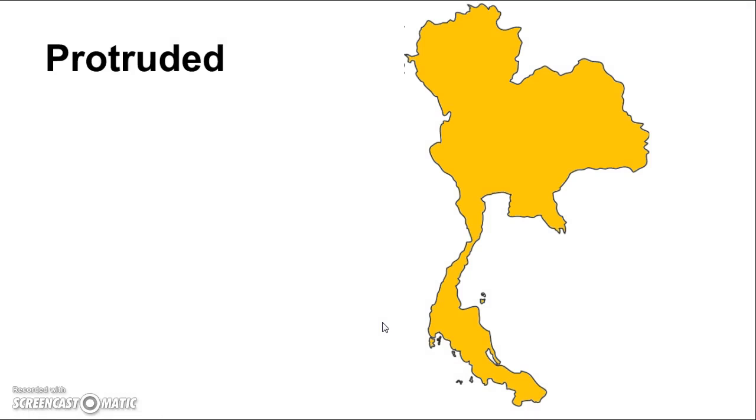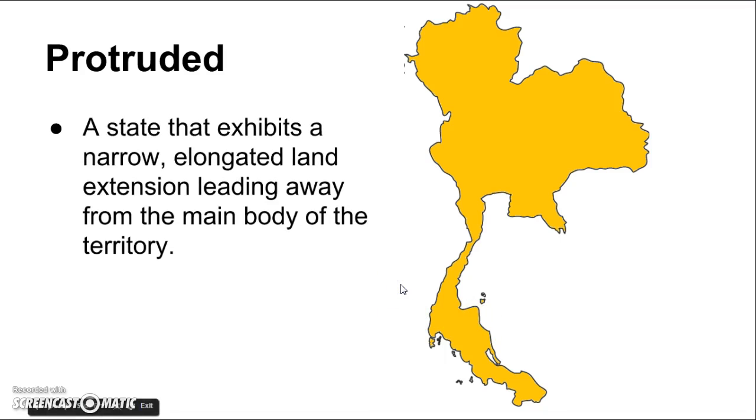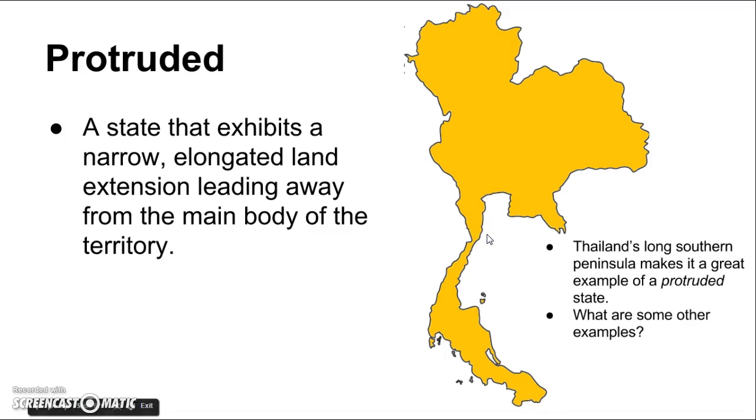So I guess that wasn't the final one, but there's the protruded state as well. As you can see, a protruded state is a state that exhibits a narrow, elongated land extension leading away from the main body of the territory. So as you can see here, Thailand's long southern peninsula makes it a great example of a protruded state. This long southern peninsula extends far out of this main body.